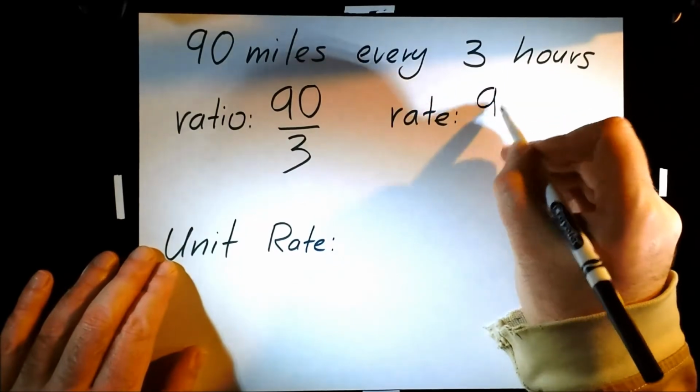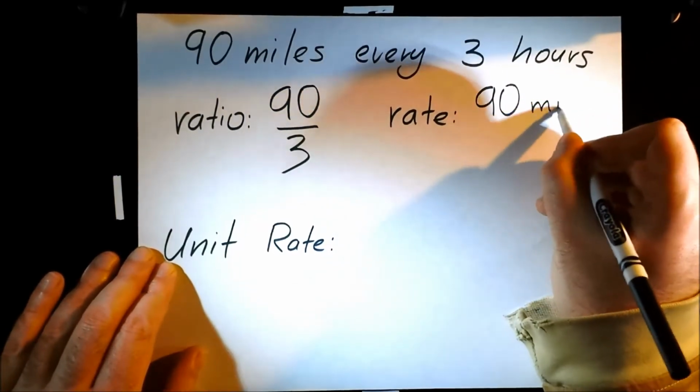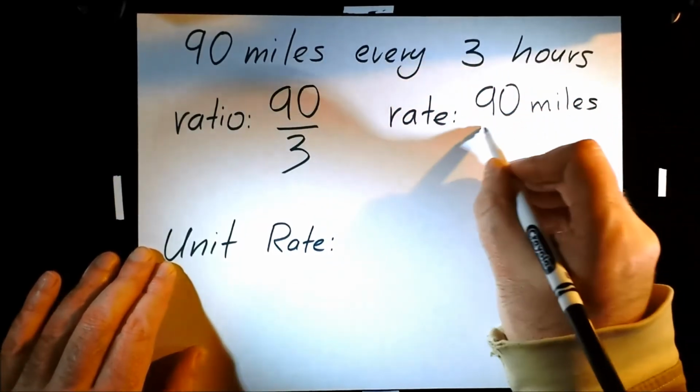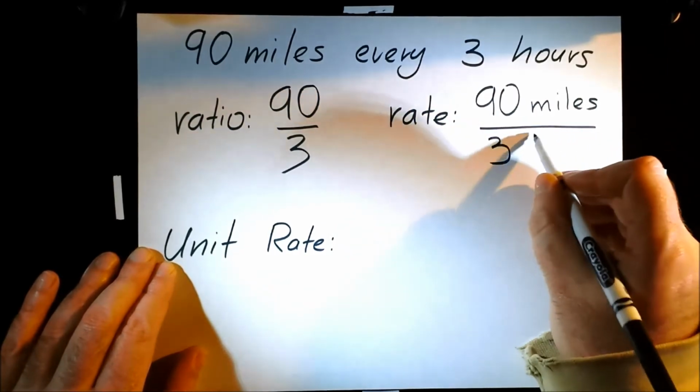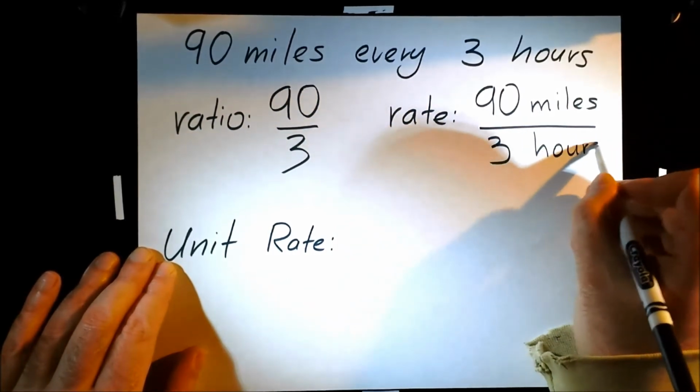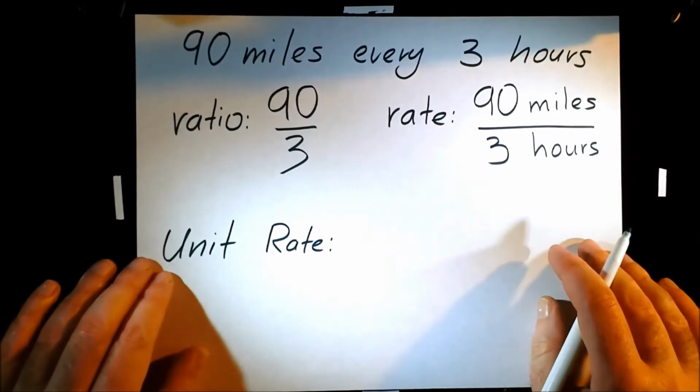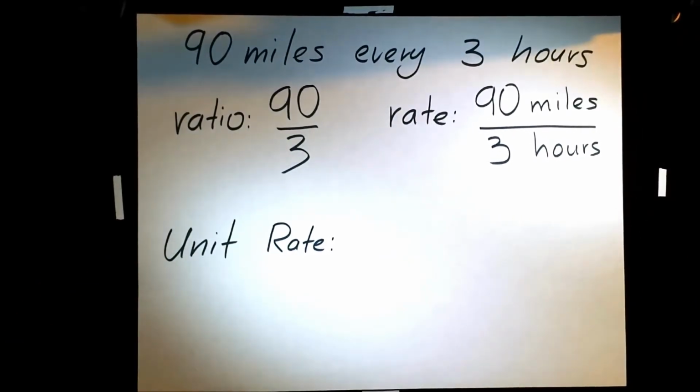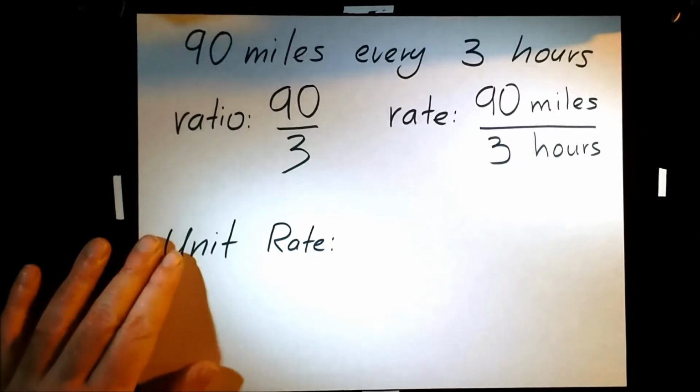So it's 90 miles to 3 hours. So the ratio and the rate are very similar, except the rate you have to include the units, because the units in this case are relevant. Now, can I simplify the 90 and the 3? Because I believe that's not in the simplest form. I can. I'm going to leave the 3 alone.